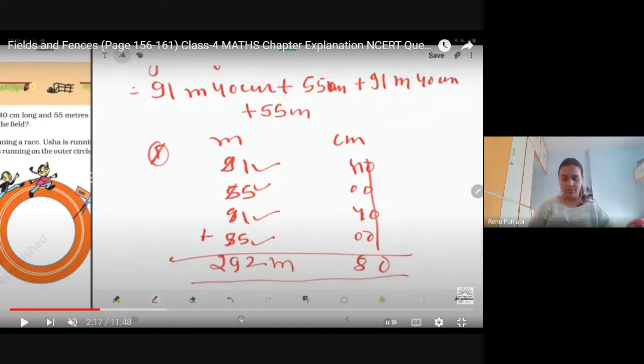Let me also solve it, then give you the correct answer. It was 91, no? 91.40 plus 55, multiplied by 2. Yeah, 292 it should be. Clear? Any doubt to any child? Okay. Move to the next question.